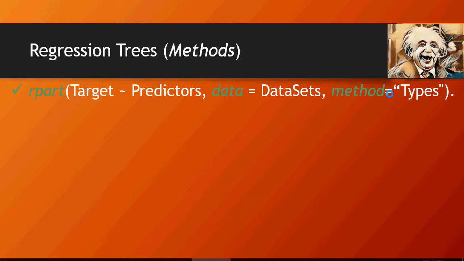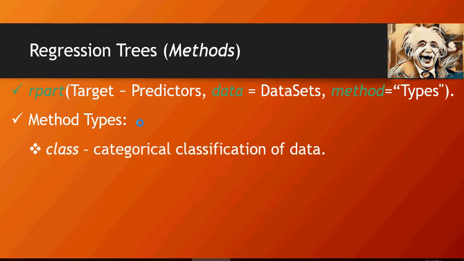Now, the text in green are the keywords, while the text in white can be changed as per what your data set is. There are different types of methods in the parameters which you can add as part of regression trees. First one is class. It's categorical classification of data.